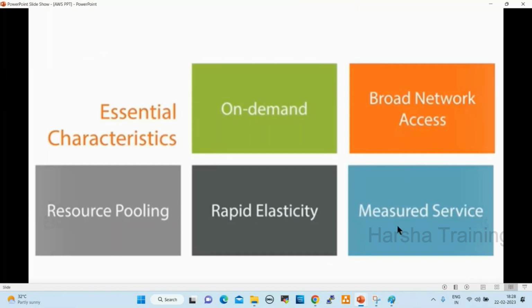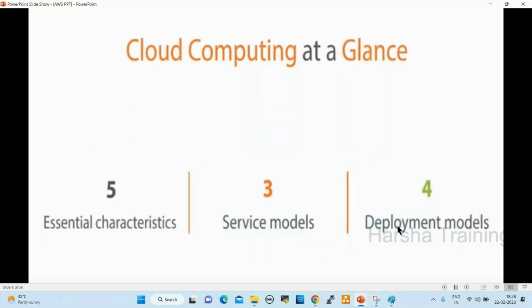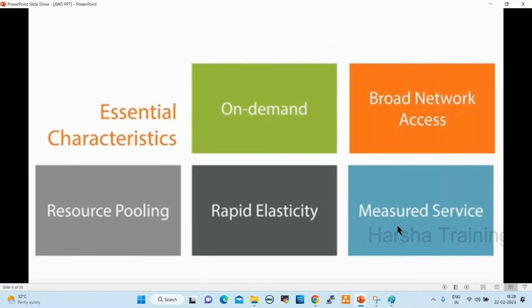Yeah. So cloud computing has five essential characteristics, three service models, and four deployment models. What are those? We'll try to understand. First one is on-demand infrastructure. So whatever servers we are using, those are on-demand, right? What is on-demand? Anyone? Instant requirement. Instant resources.